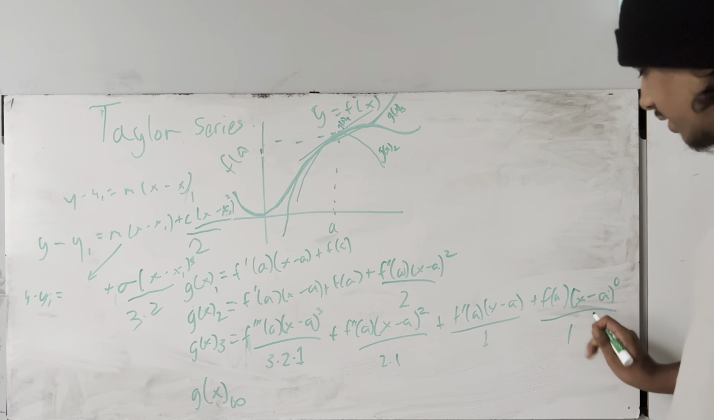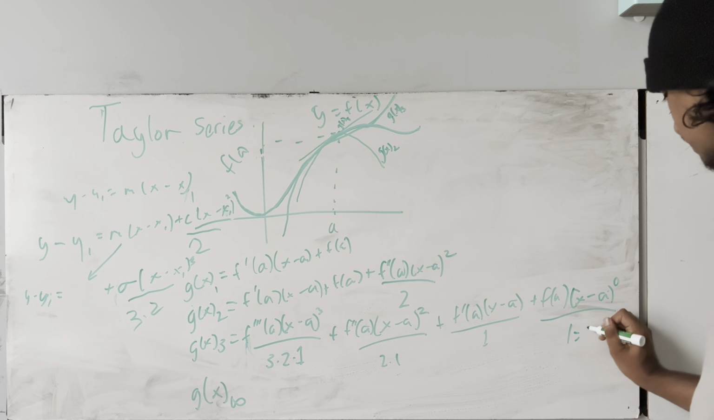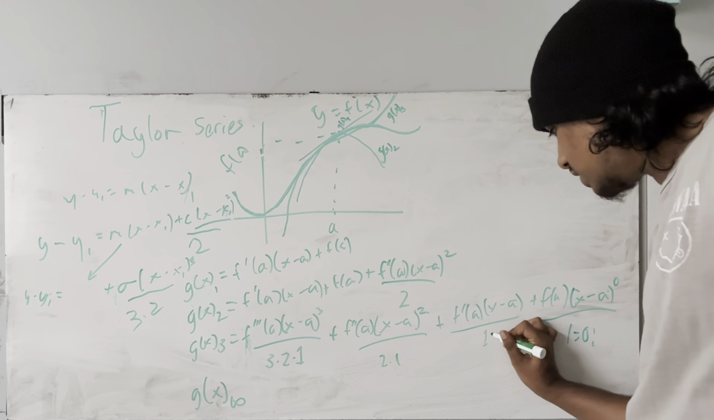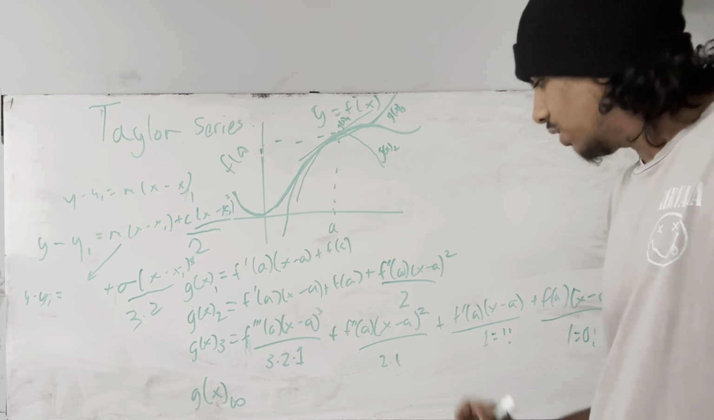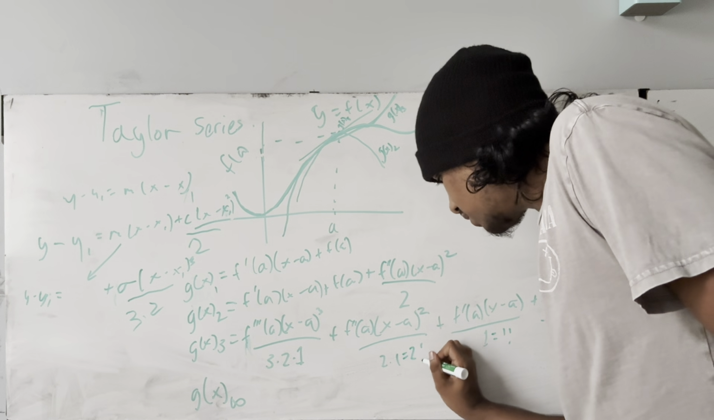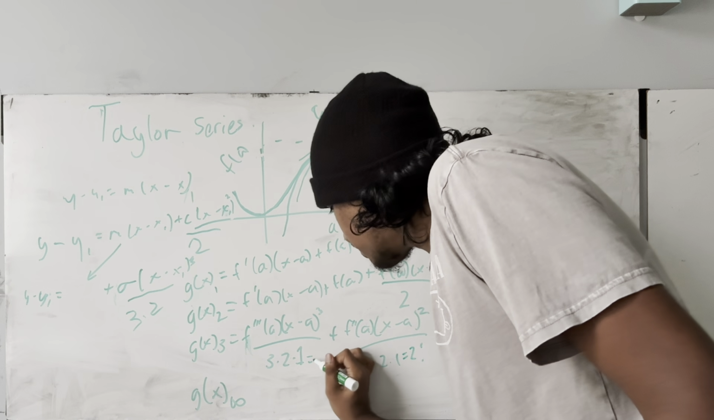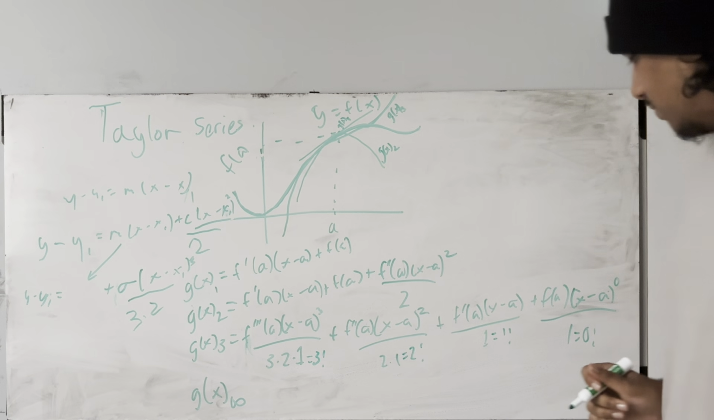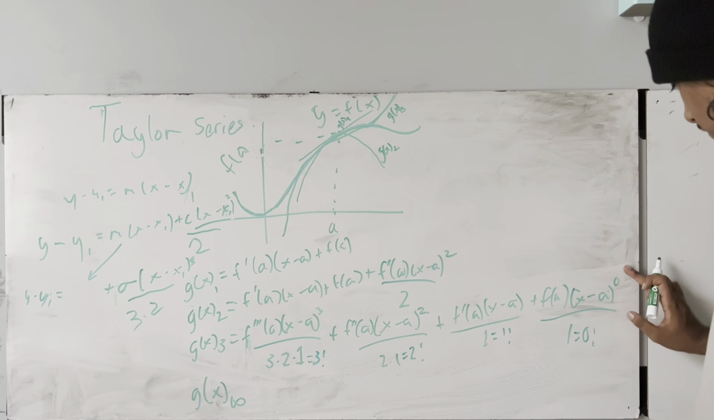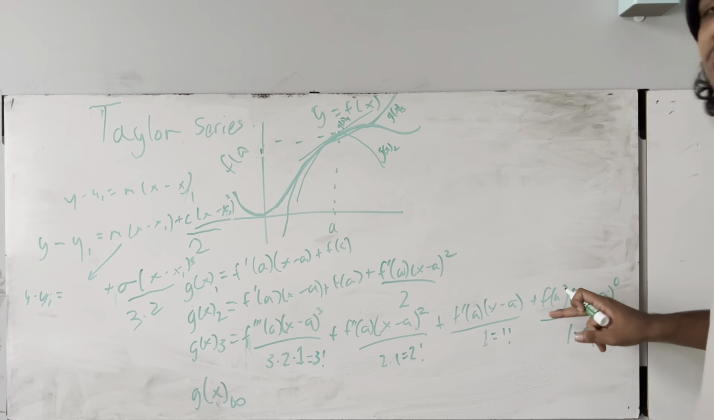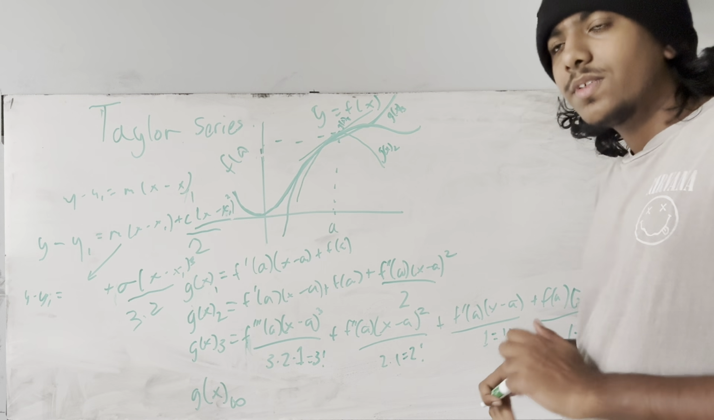What is 1 again? 1 is the same thing as 0 factorial. This is the same thing as 1 factorial. This is the same thing as 2 factorial. And this is the same thing as 3 factorial. And this is 0 over here, 0 over here. This is really the 0th derivative.